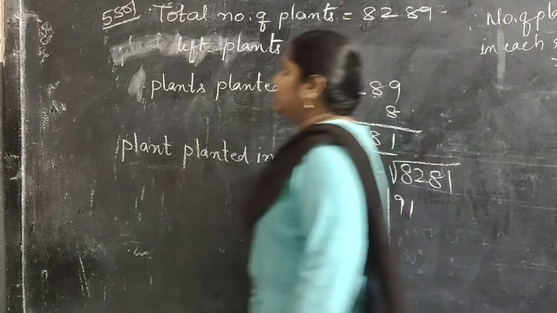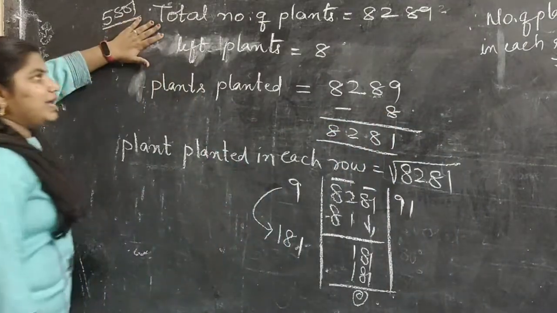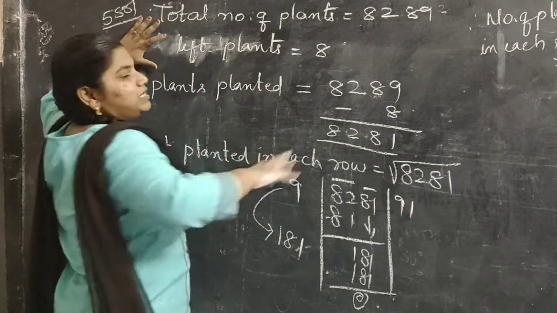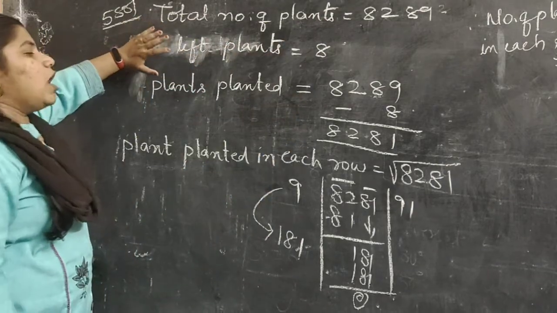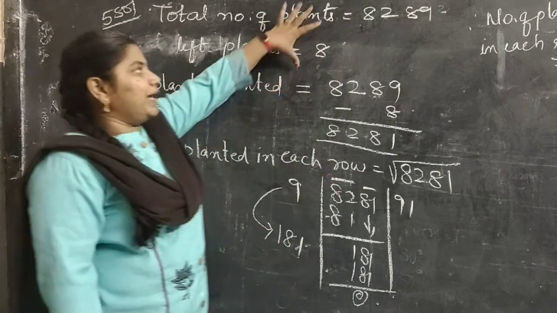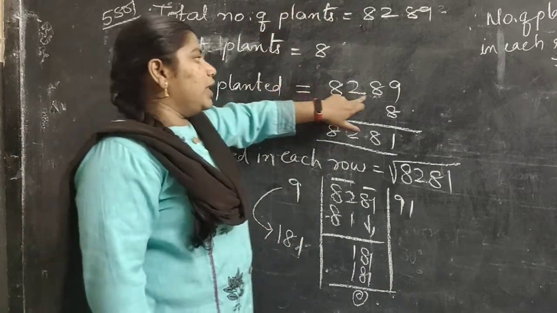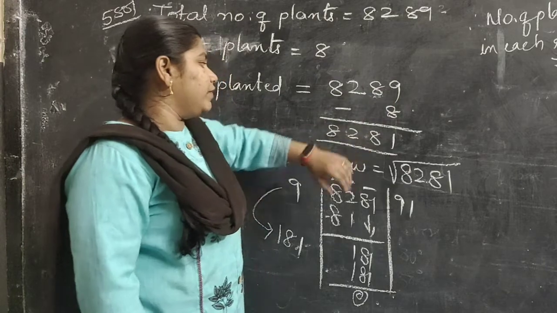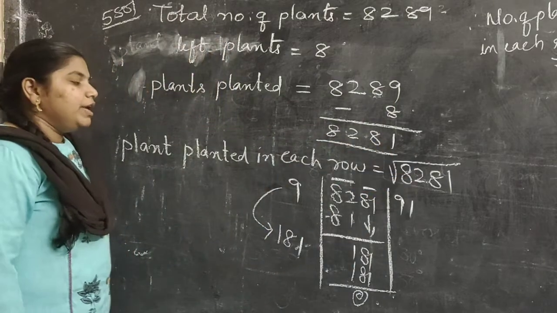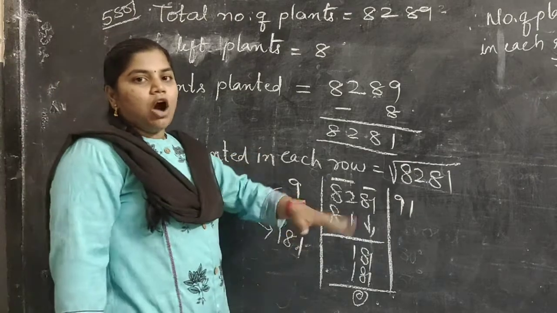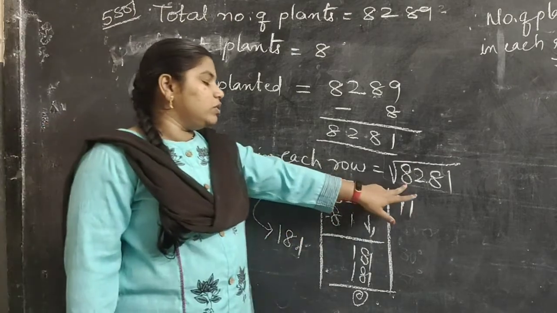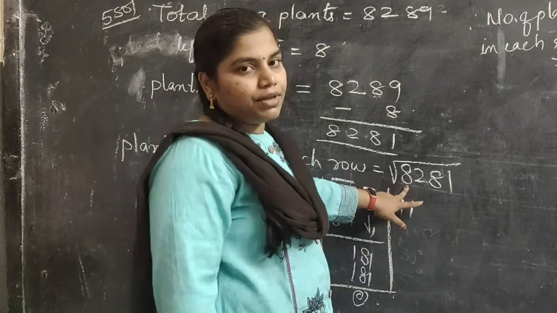So once again see this. The total number of plants they have given as 8,289. After planting all the plants in a square field, how many plants have been left? Total 8 plants have been left. So subtract these two, that is 8,289 minus 8. That will be 8,281. So now what we have to find? We have to find in each row how many plants they have planted. So plants planted in each row is equal to the square root of 8,281.